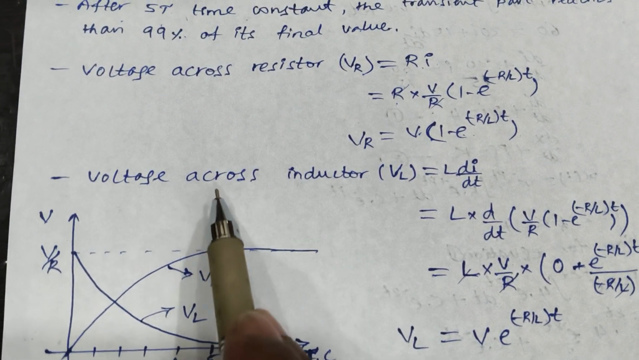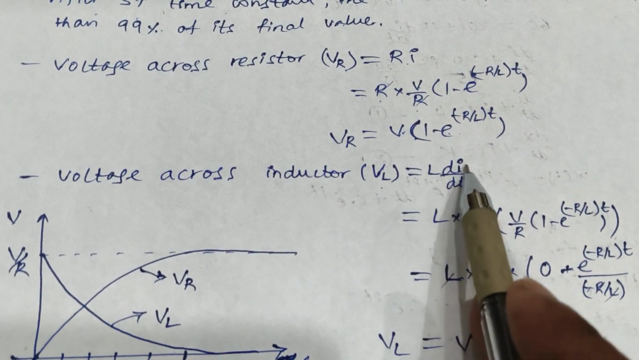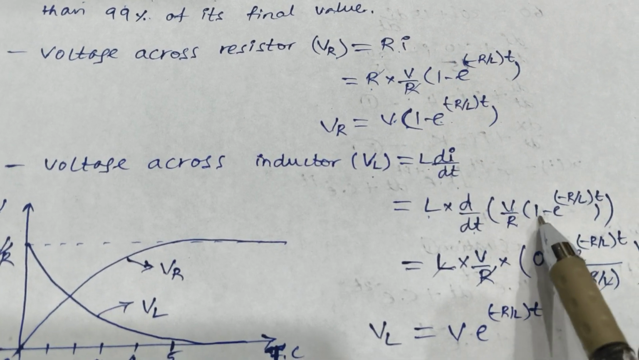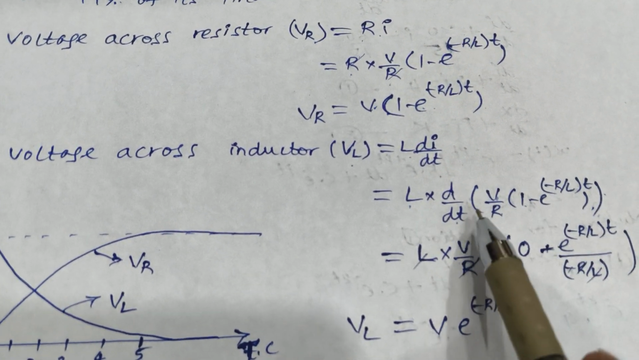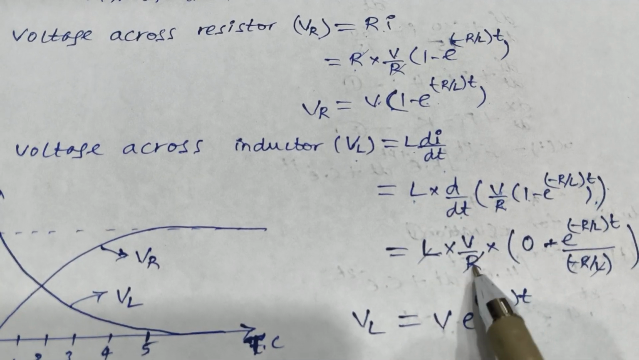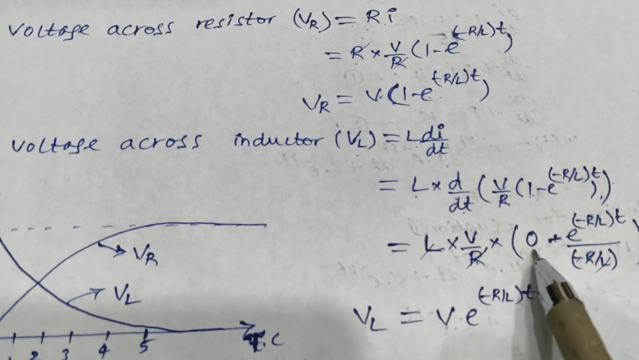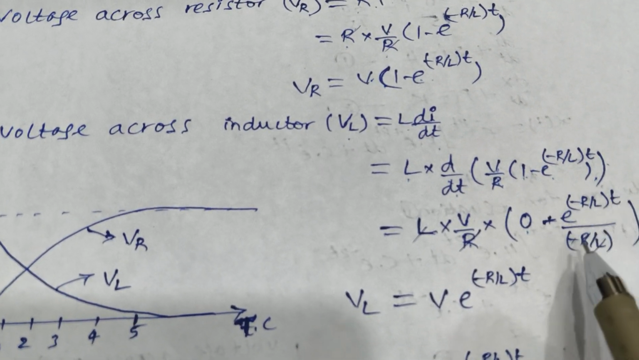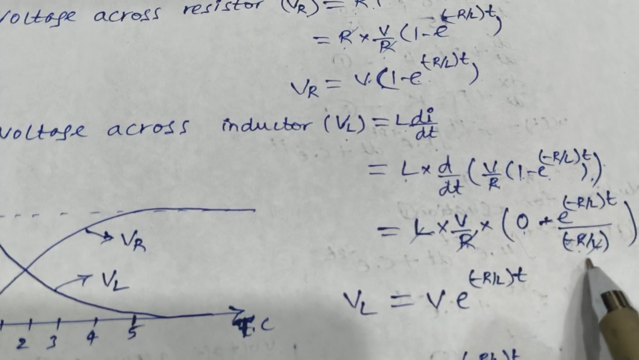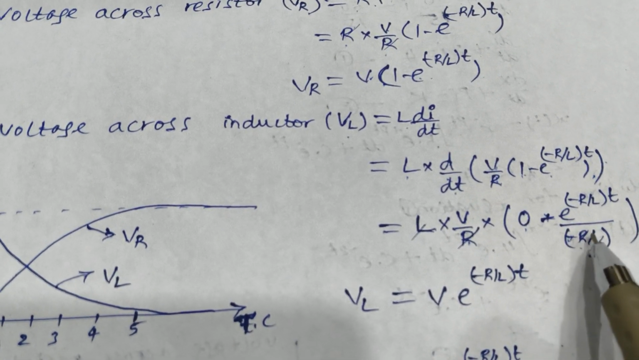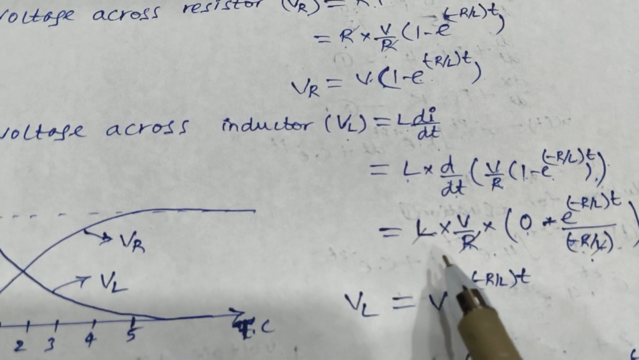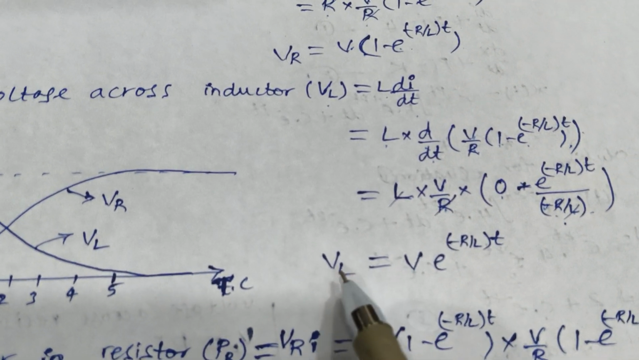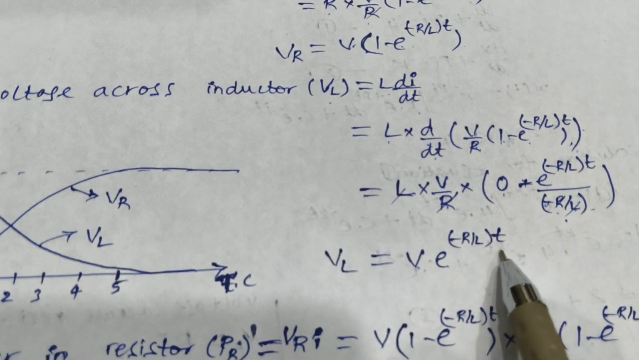In a similar way, we can find the voltage across the inductor. VL is equal to L into di by dt. Current I is again V by R into 1 minus e power minus R by L into T. V by R is constant, so I take it out of the differentiation. The differentiation of 1 is 0, and the differentiation of e power minus R by L into T is e power minus R by L into T by minus R by L. That coefficient comes in the denominator, minus gets cancelled, R and L cancel. Finally the remaining term is VL is equal to V into e power minus R by L into T.